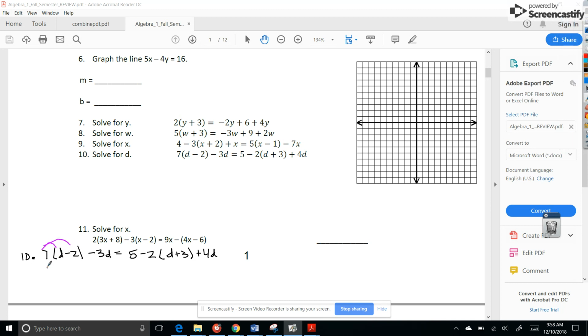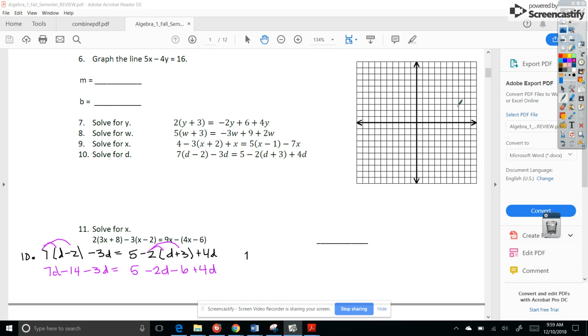So I had 7 times d was 7d. 7 times negative 2 is negative 14. Then I was distributing a negative 2 over here. And then I'm adding my 4d. Okay, so combining like terms. 7d minus 3d is 4d. 5 minus 6 is negative 1. And then I had negative 2d plus 4d was 2d.